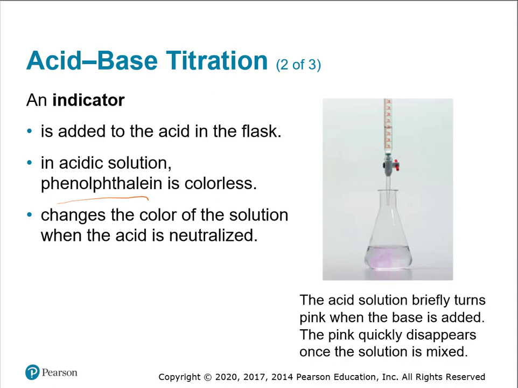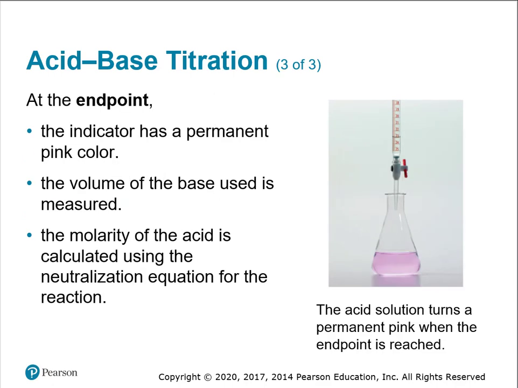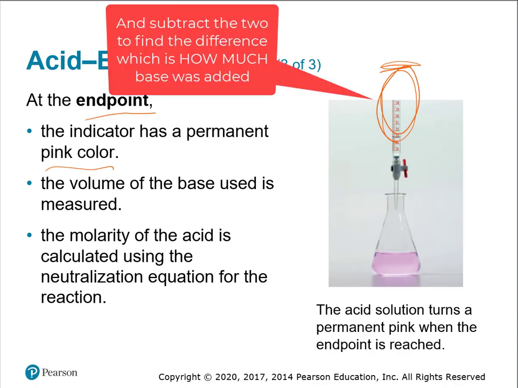The acid solution briefly turns pink when the base is added, but that pink quickly disappears once the solution is mixed. Once you swirl it around, it will go away until it reaches the end point. The indicator then has a permanent pink color. The volume of the base is then measured in the burette. We knew our starting point, and then we measure our finishing end point.